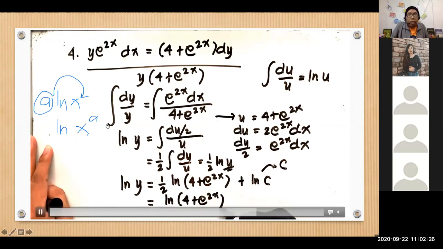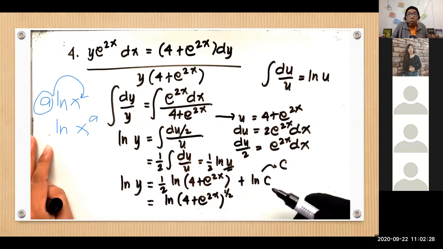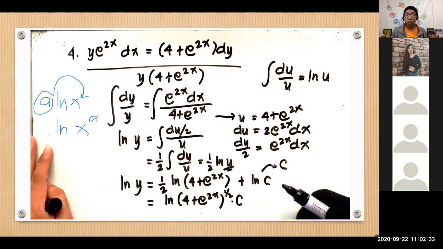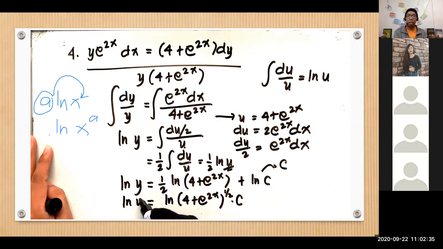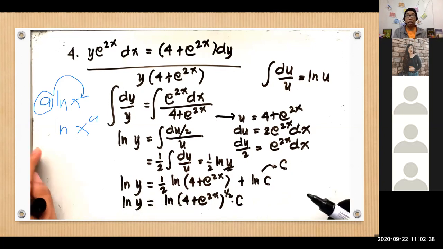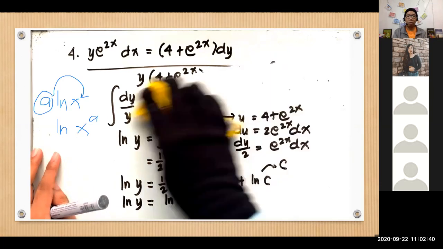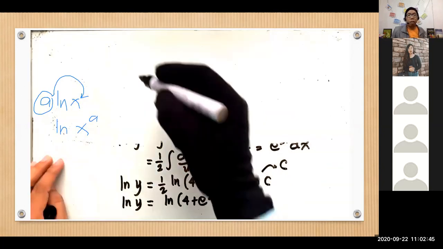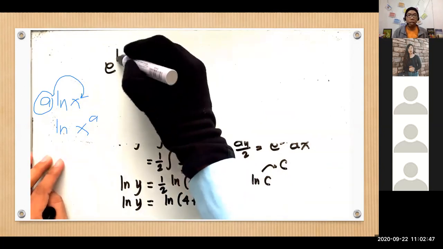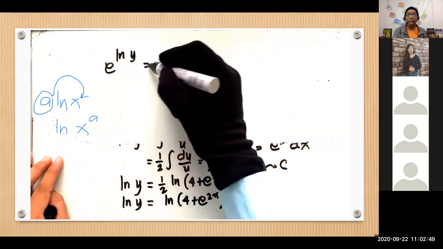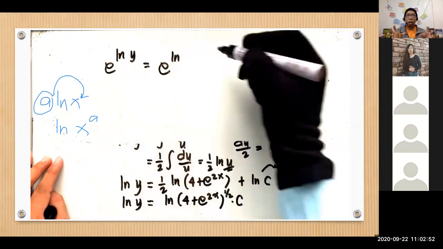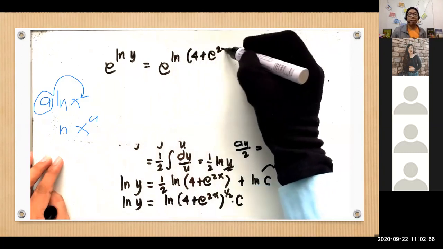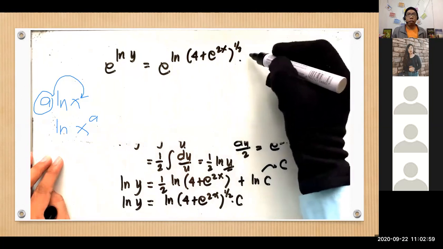So, magiging ano siya guys? ln of 4 plus e raised to 2x, raised to 1/2, plus ln of c, or pag pinagsama na natin siya sa isang term. Yung kanina, pinakita ko na property ng logarithmic function. So, we have ln of y equals ln of 4 plus e raised to 2x raised to 1/2 times c. Na mag-anti-ln na tayo. Ginawa natin to para ma-apply natin yung anti-ln both sides of the equation. Okay? So that's it.